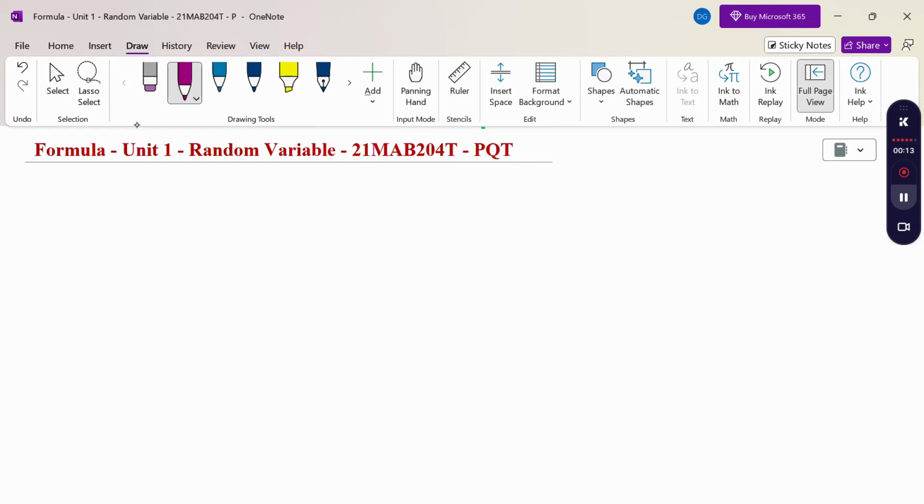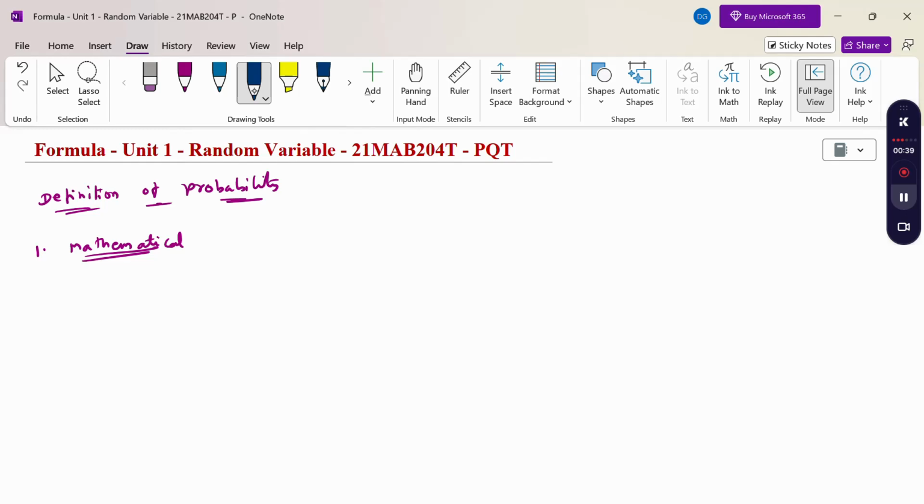First of all, basic definitions. The definition of probability has three different types: mathematical definition, statistical definition and axiomatic definition. The mathematical definition of probability is probability of A equal to m by n, where m is the number of favorable events and n is the total number of exhaustive events. So favorable events by sample space.